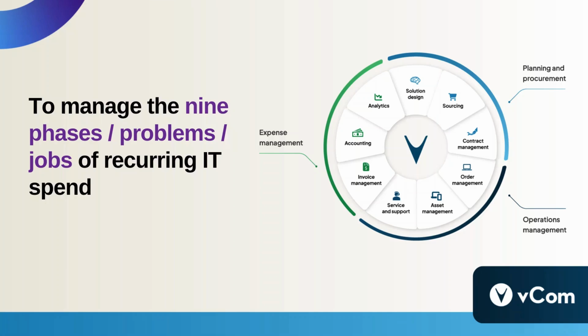And this is it. Managing the 9 phases, aka problems, aka jobs, functions, responsibilities, whatever you'd like to call them, of recurring IT spend. And on the right here, we have the life cycle of an IT asset, in our opinion, and we have chopped that up into 9 different phases. And we fully believe you need to be managing all 9 of these phases in order to be managing your IT effectively, which is how we came up with our 3 products.